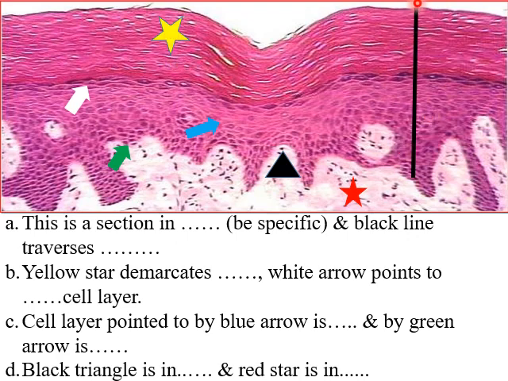The black line is the epidermis. The black triangle is the papillary layer of the dermis. The red star is the dermis. The blue arrow is stratum spinosum. The green arrow is stratum basale, and the yellow arrow is the stratum granulosum, while the yellow star is the stratum corneum.